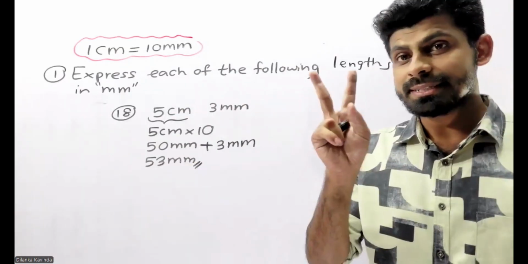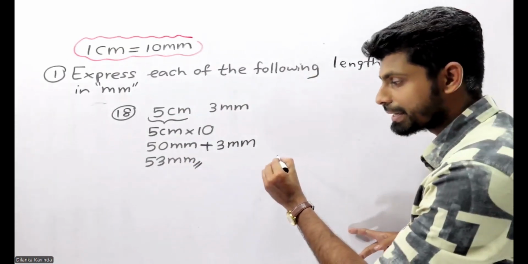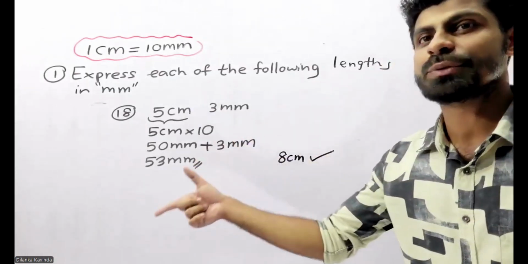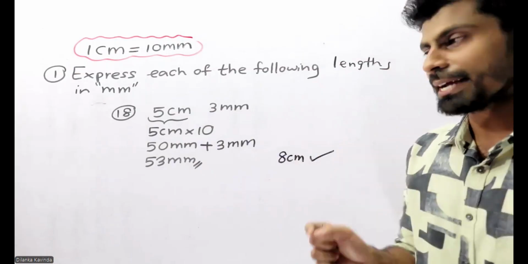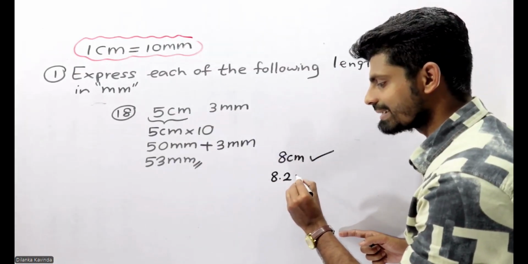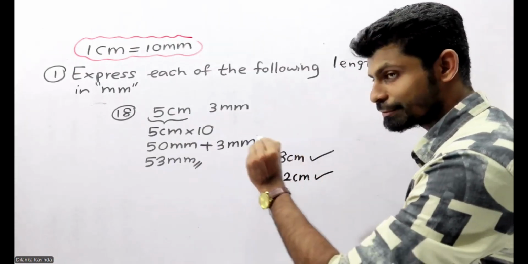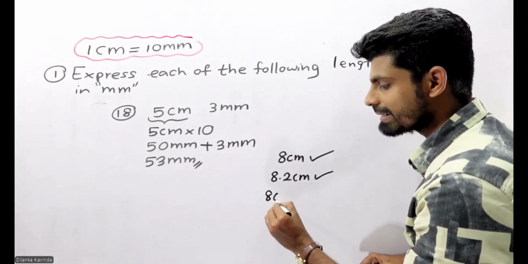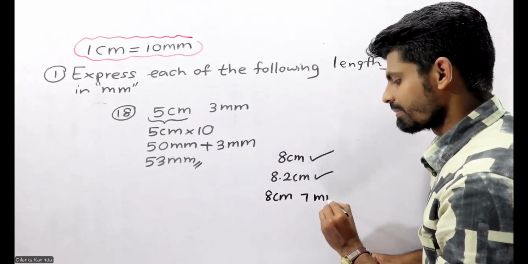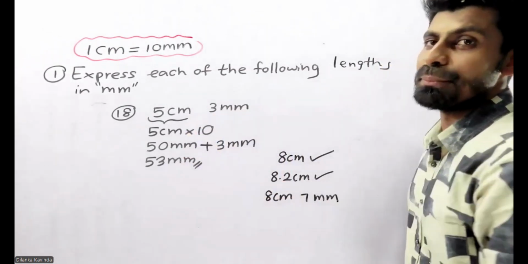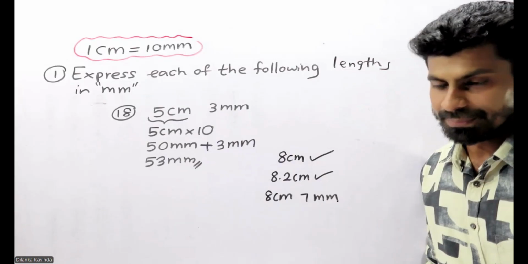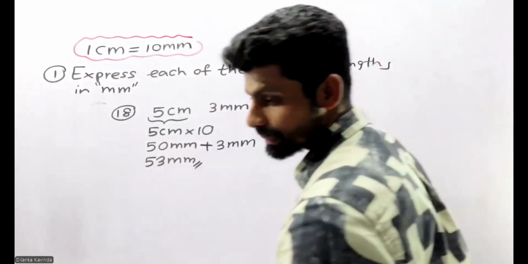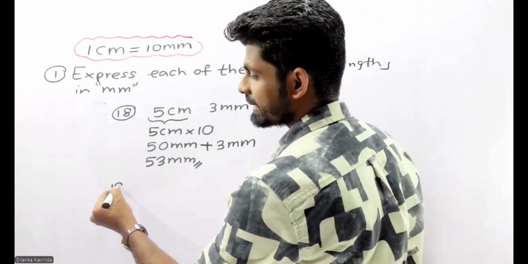Just try to identify the 3 patterns. Sometimes they will give you like this: convert this one into millimeters. Sometimes they will give you like this: convert this one to millimeters. Last pattern, they will give you like this: convert this one to millimeters. Okay, so those are the 3 patterns. Let's quickly move to question number 19.